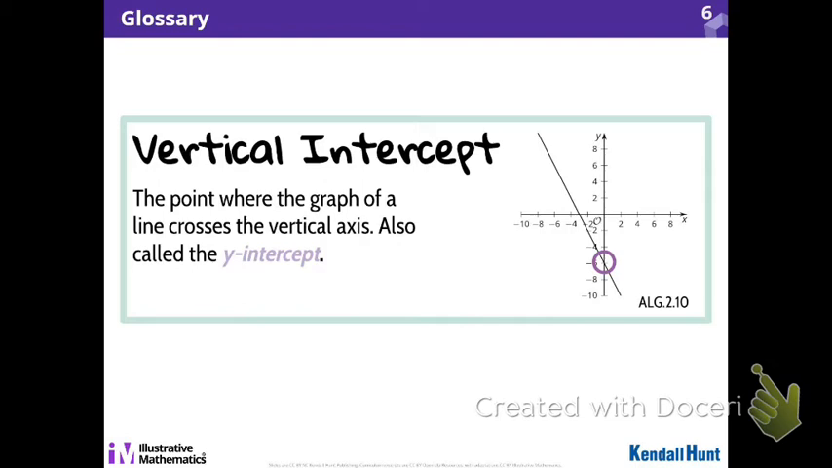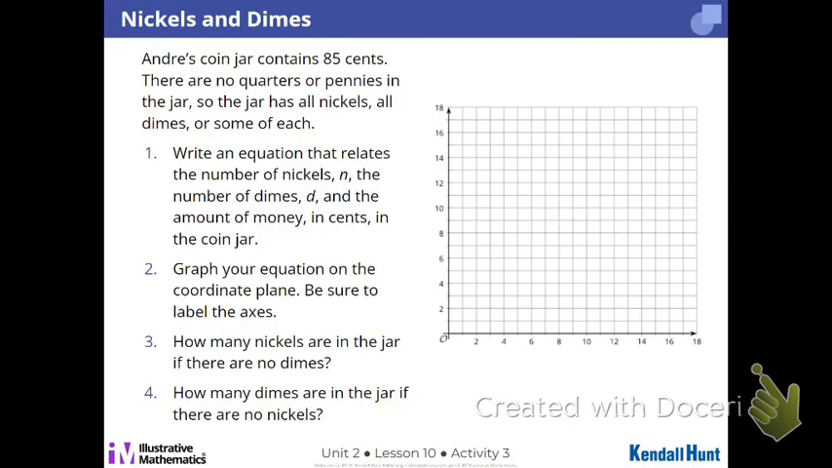And then we have a vertical intercept. You're always going to hear me call it the y-intercept pretty much, but it is the vertical line's intercept. And that's usually a starting point in a situation. We already know this. So we're going to work on these nickels and dimes next.